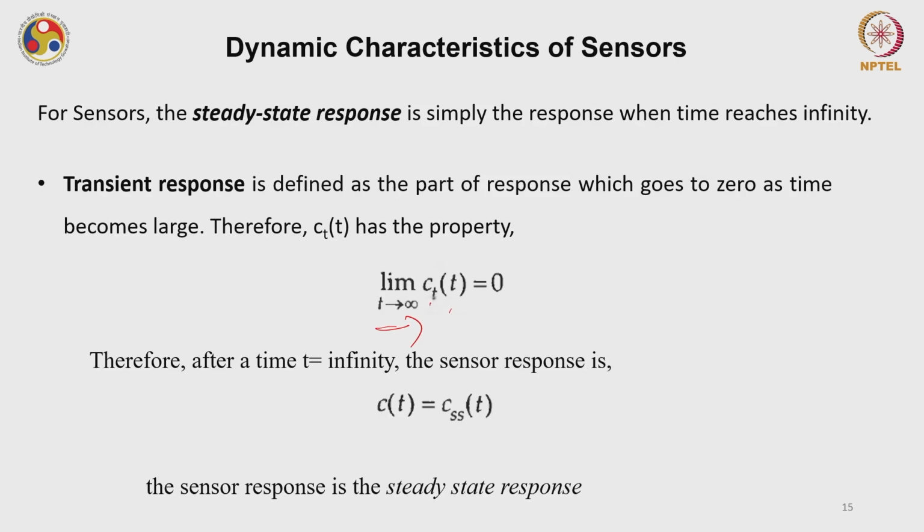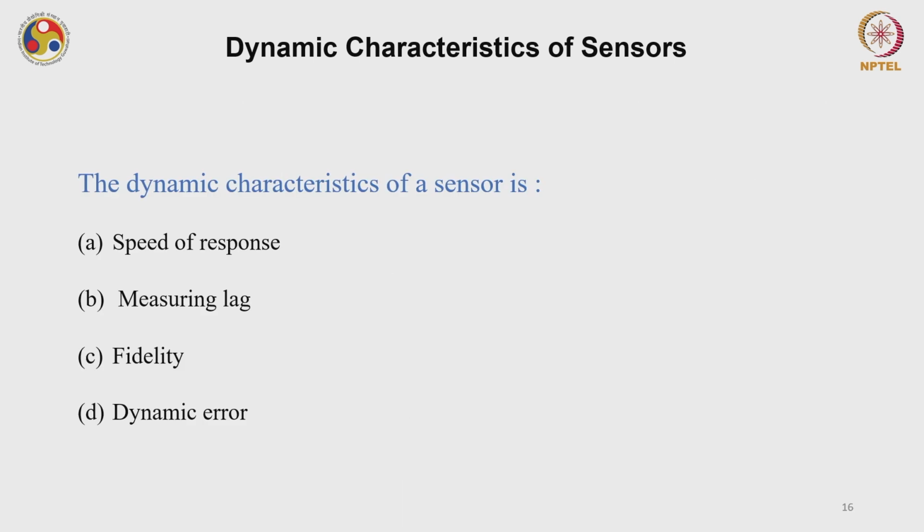As we have already seen, the total response is divided into two responses, C_t plus C_ss, and of course both are a function of time. After this time, when t is very large or reaching infinity, the sensor response is C equal to C_ss only, because the C_t portion has become 0. And this is known as the steady state response of the device. So this is all about the dynamic characteristic of the sensor.